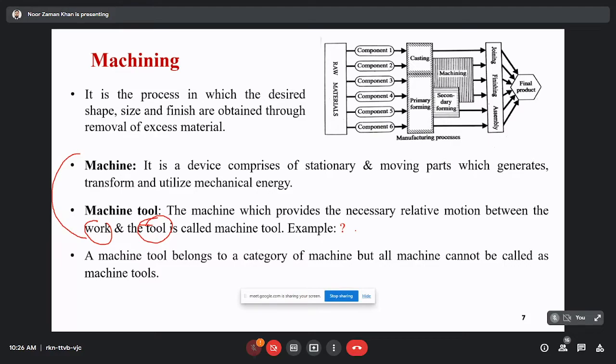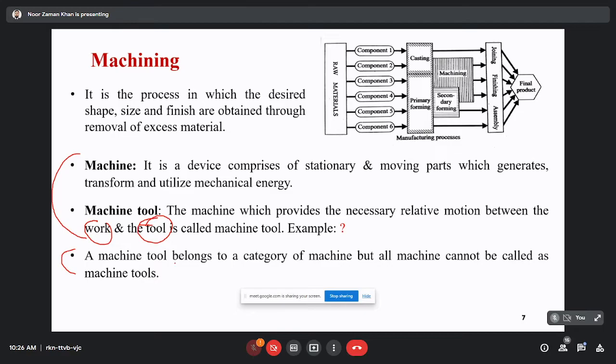So examples are a lathe machine is a machine tool, milling machine is a machine tool, shaper machine, drilling machine, planer machine, slotter machine, etc. So these are the examples of a machine tool. So at last, a machine tool belongs to a category of machine, but all machines cannot be called a machine tool. So this is just a brief of machine and a machine tool.